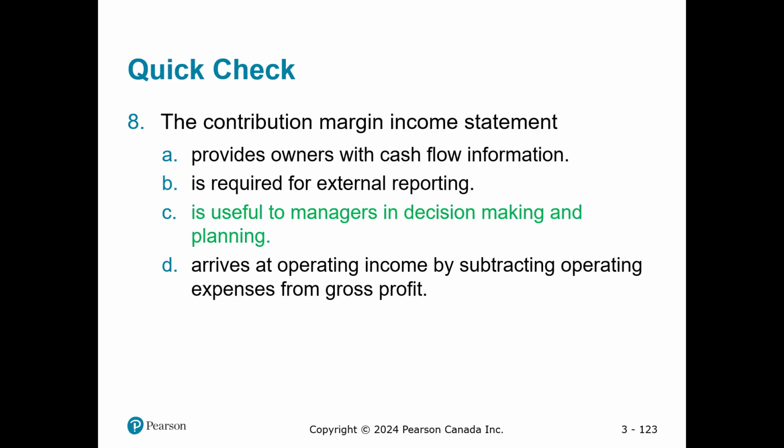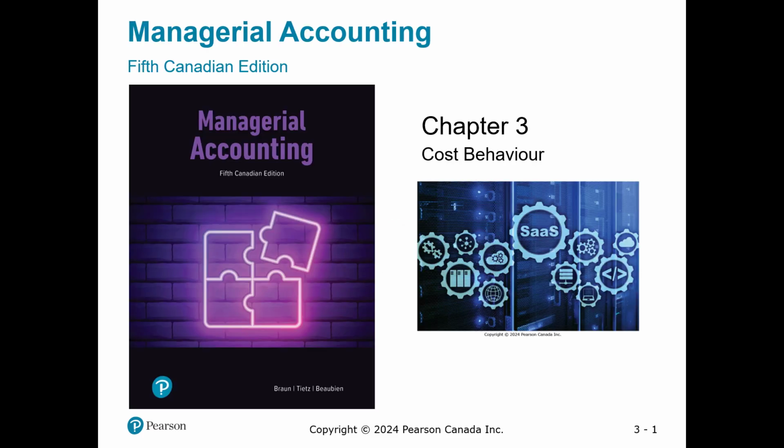And the answer is C, is useful to managers in decision-making and planning. It's not required for external reporting. In fact, it's barred; we have to use the traditional for external reporting. It has no cash flow information, only the cash flow statement does. And operating income is not calculated by subtracting operating expenses from gross profit. That's the traditional income statement.